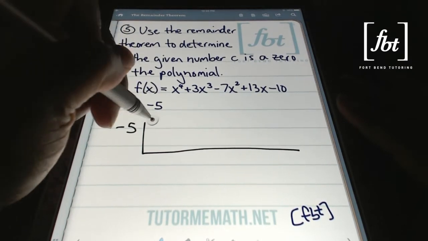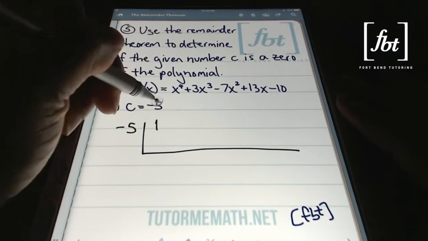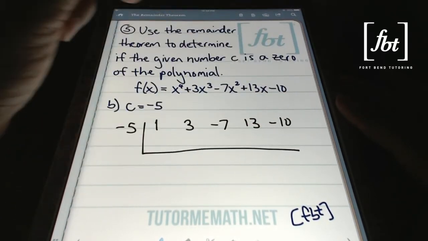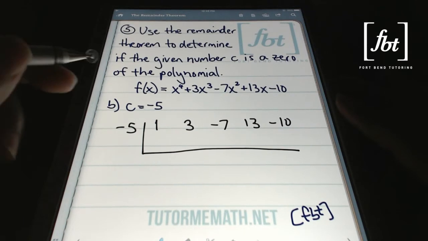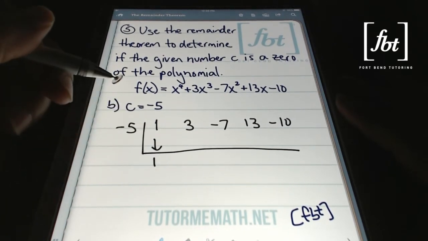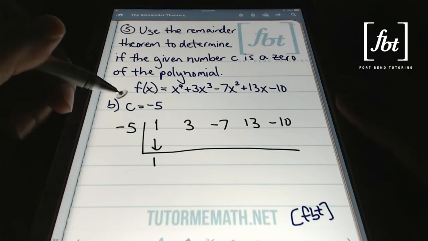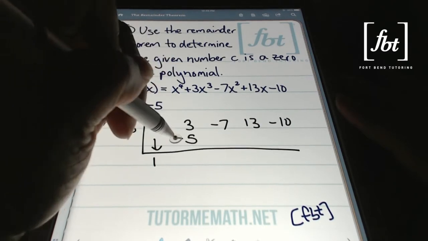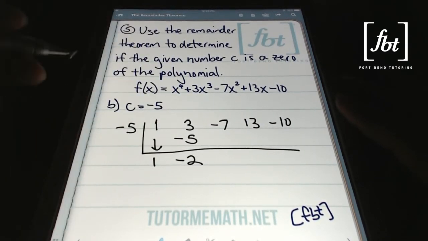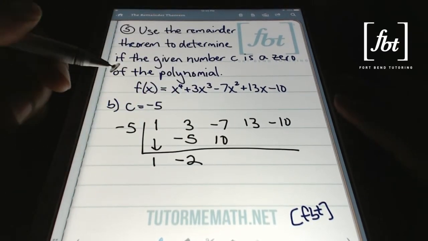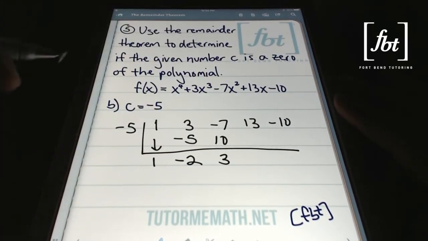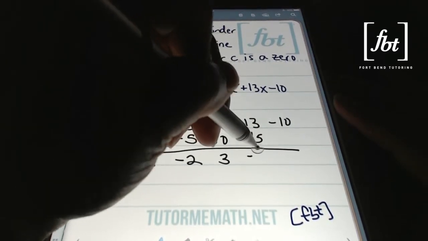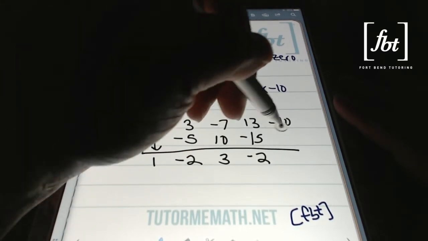So with this, we have our coefficients from the original function. It'll be 1, 3, -7, 13, and -10. And once we have this set up, we'll be, of course, bringing down the value 1, bring down that first value, and then multiplying -5 times 1 to give us -5. Then combining 3 and -5, you get -2. Multiplying -5 and -2, you end up with positive 10. -7 and 10 combine to give you 3. Multiplying -5 times 3, you get -15. Adding 13 and -15, you get -2, and then multiplying -5 times -2, you end up with positive 10.